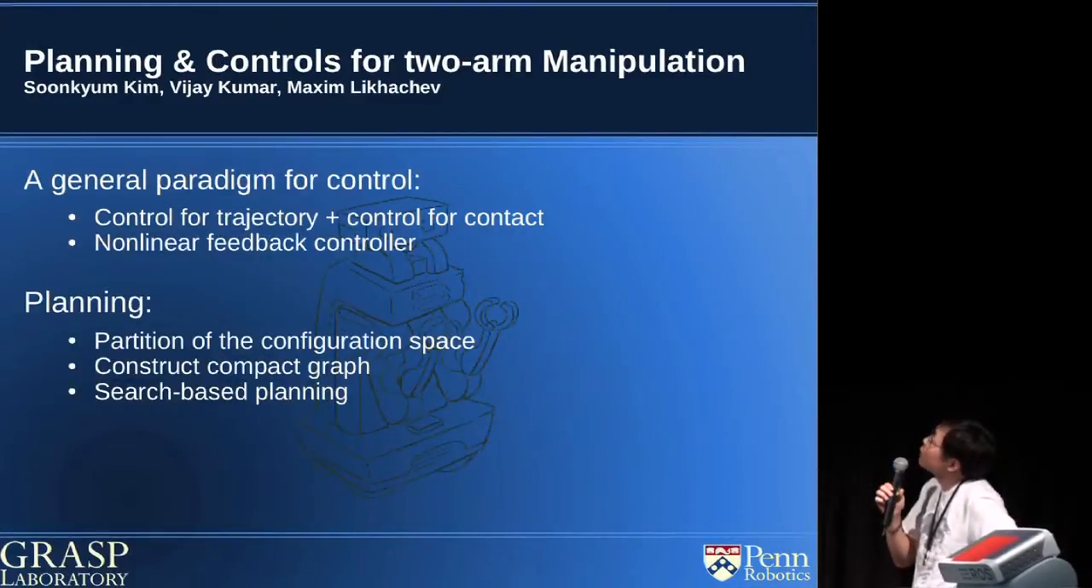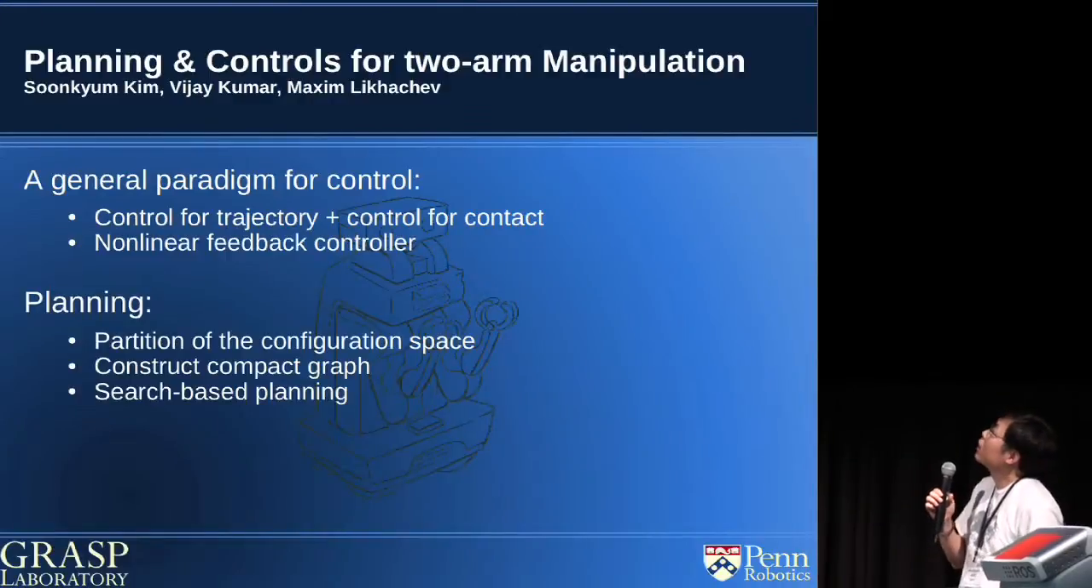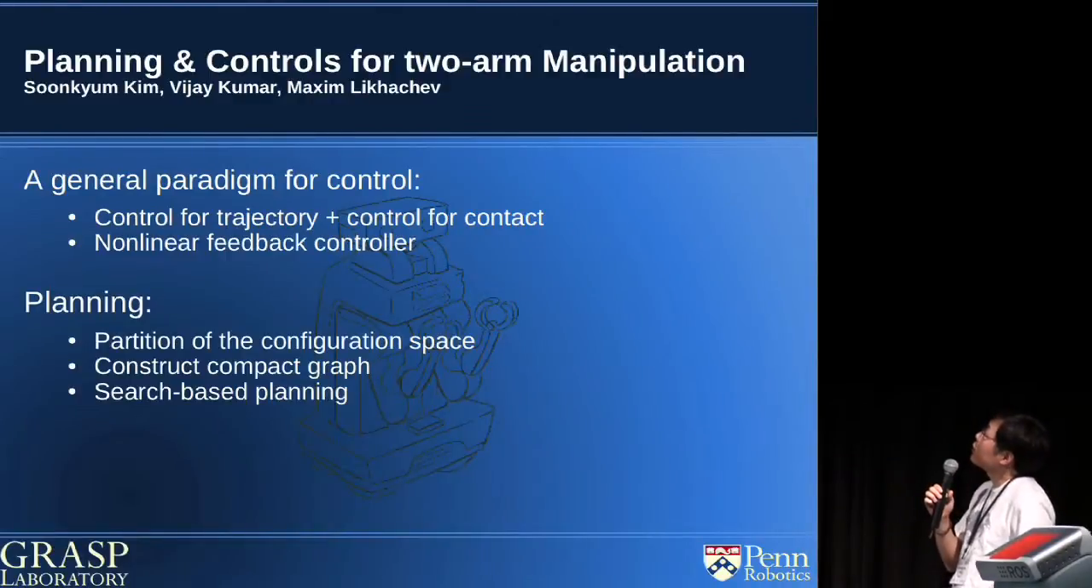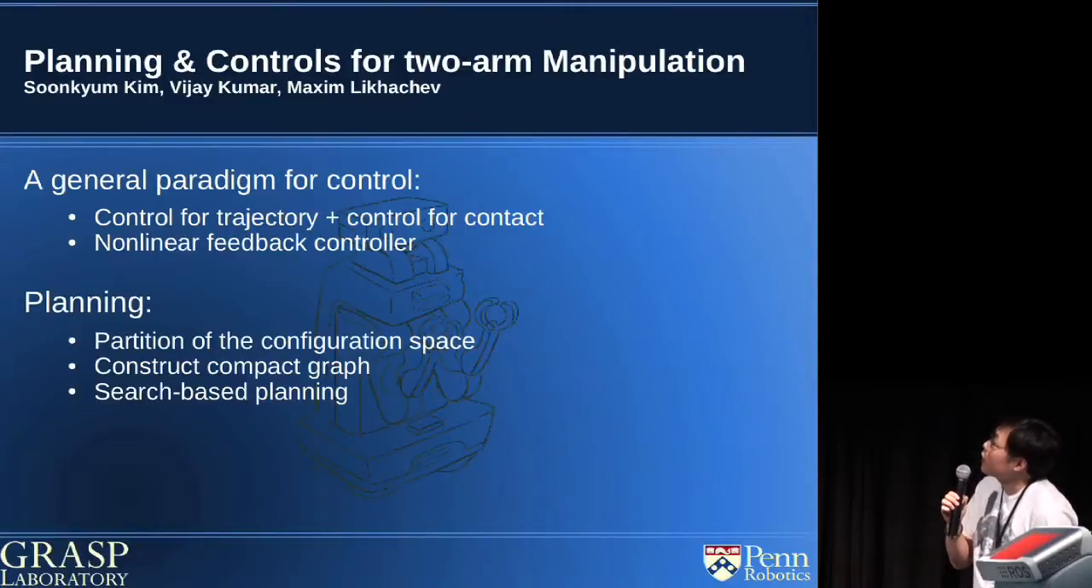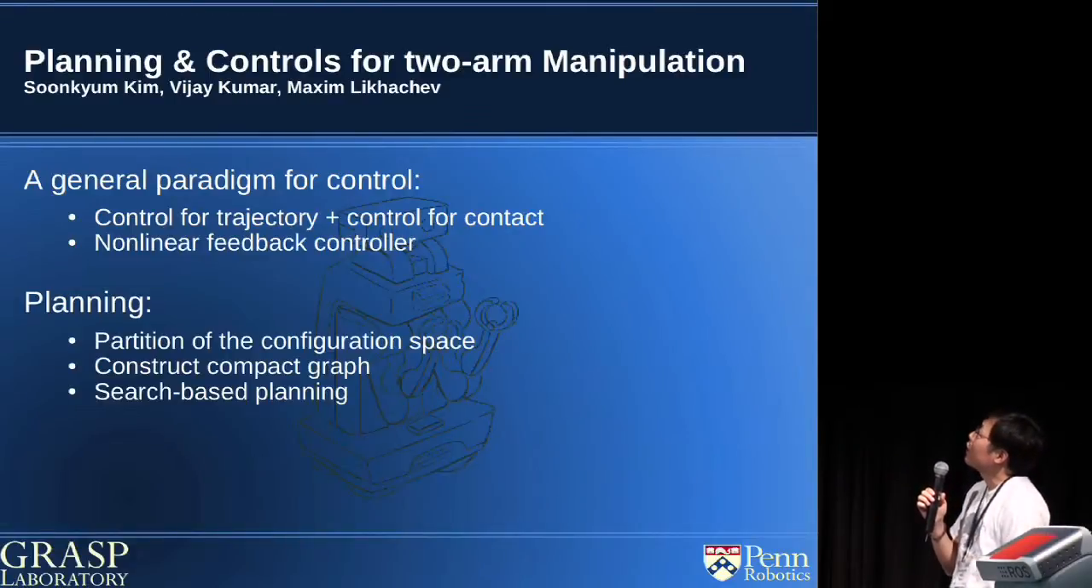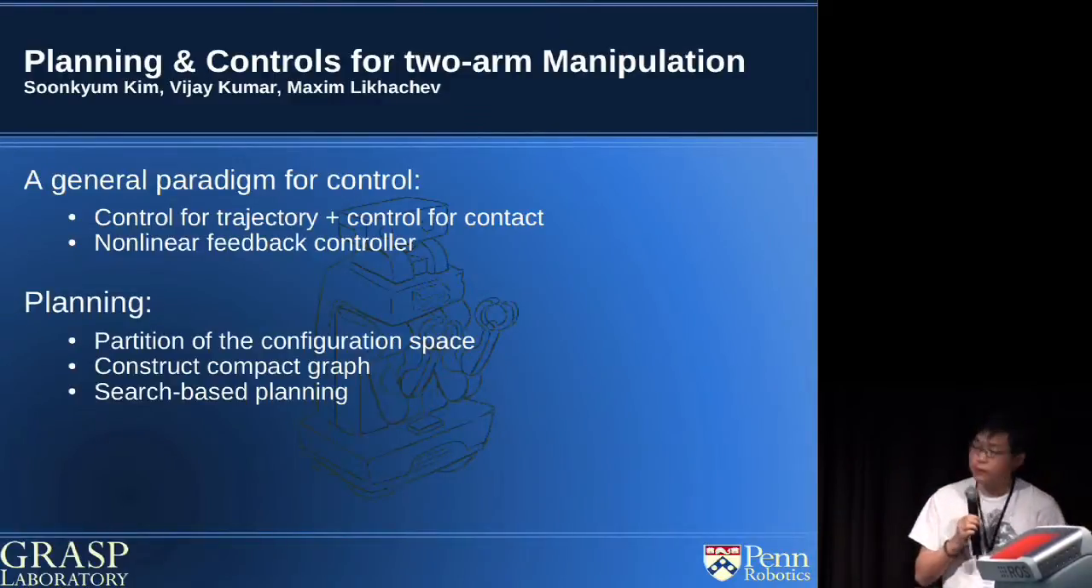So our goal is, in the control aspect, we are considering using some redundancies to maintain contact and some trajectory following of the object, and we need to develop some nonlinear feedback controllers. And in the planning aspect, we can partition the configuration space that satisfies all our constraints and construct a compact graph connecting these configurations, and we can use search-based planning algorithms. Thank you.